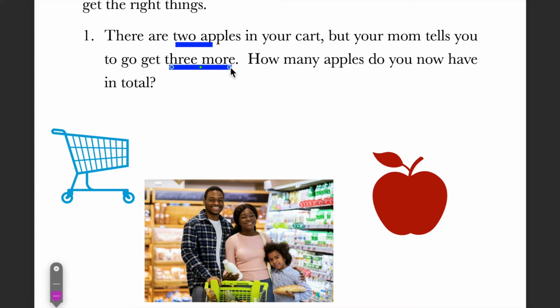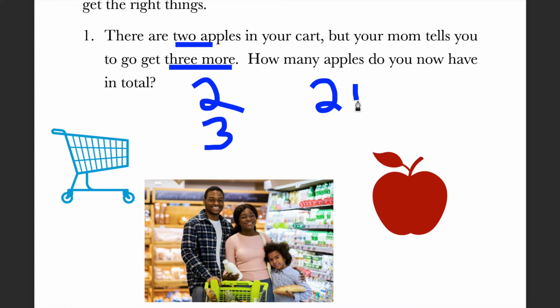So it's always helpful when it comes to math to really start to write things down and to highlight things or to write it out. So the problem is asking you to get 2 apples, right? And then it's saying go get 3 more, right? So essentially what you're doing is you're being asked to do 2 plus 3. And what is that going to equal?